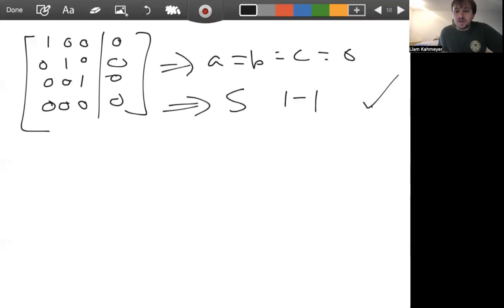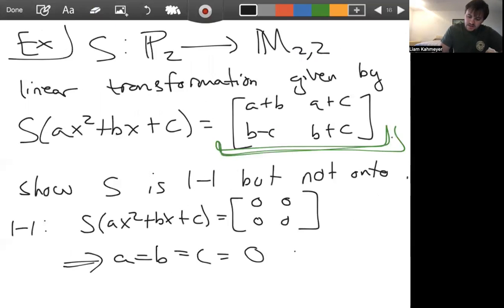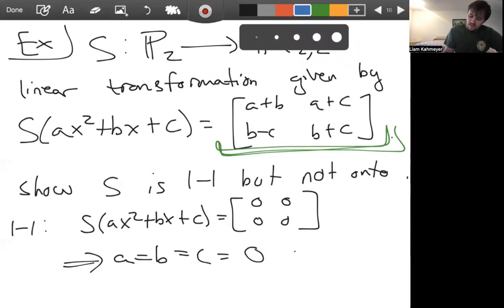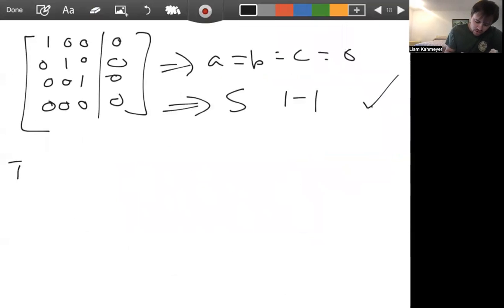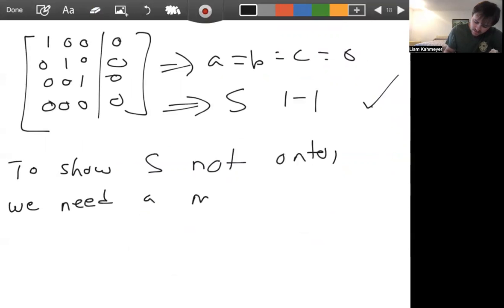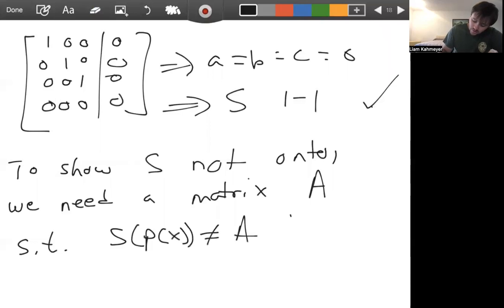Now, how could we show that it's not onto? To show that it's not onto, we need to find some values such that this system would be undefined. So let's write this out. To show that S is not onto, we need a 2x2 matrix A such that S of P of x is not equal to A for any P of x in P2.